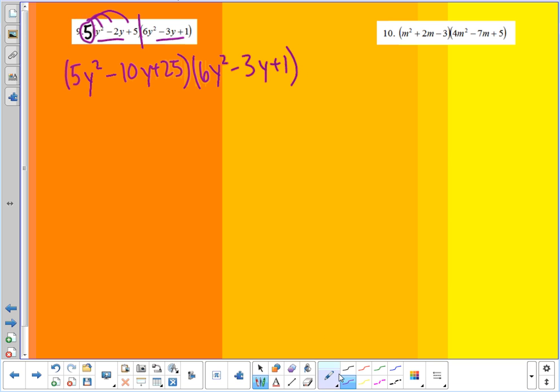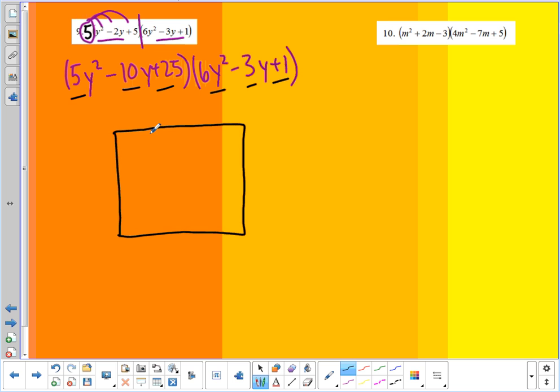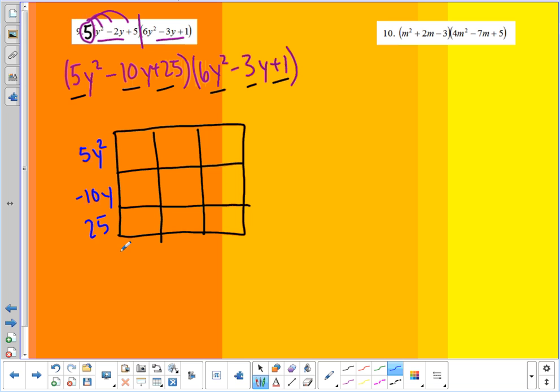Now I have a big old box that I've got to set up. I have 3 by 3. So big box, 3 rows and 3 columns. Here's my 3 columns. There's my 3 rows. And again, the box is really just a great way for us to help organize that distribution that's happening here. So down the side, I have 5y squared, negative 10y, positive 25.